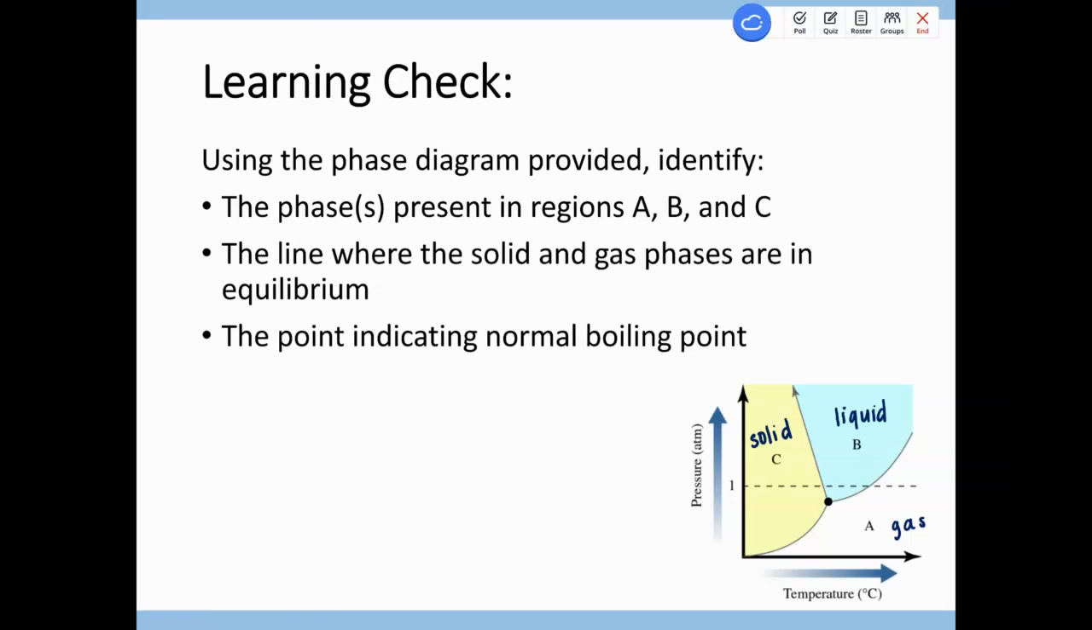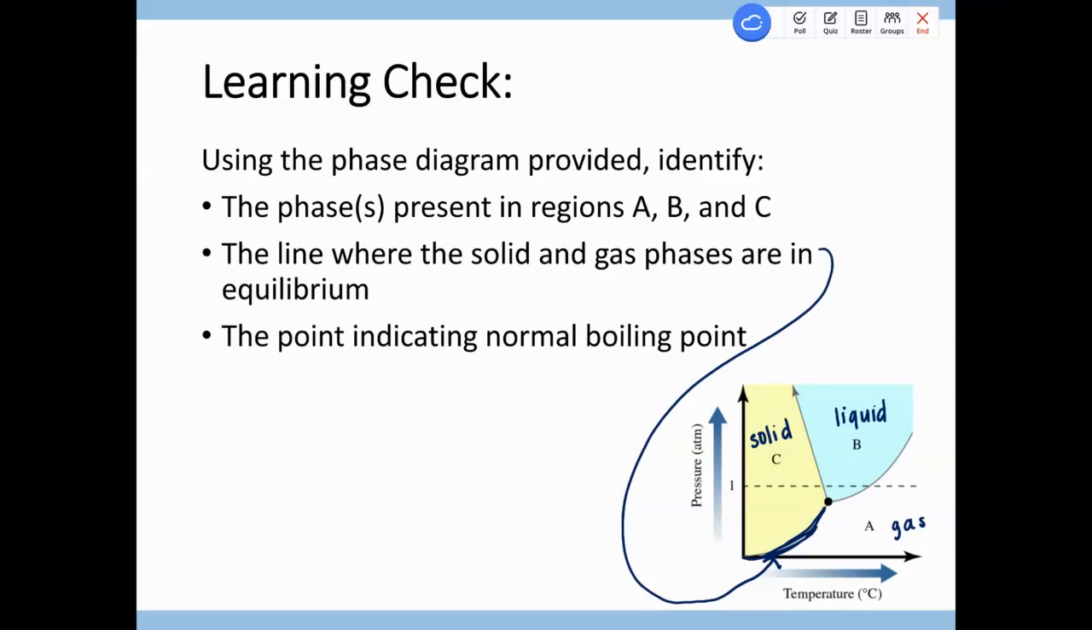Next is the line that represents where the solid and the gas phases are in equilibrium. That's just the line where these two phases connect. So that's this line here, where we have lower temperatures, lower pressures. Any temperature-pressure combination along this line, the solid and the gas phase would be in equilibrium. So I'll highlight this line here, and then just take an arrow to point to that. So that's where the solid and gas phases are in equilibrium.